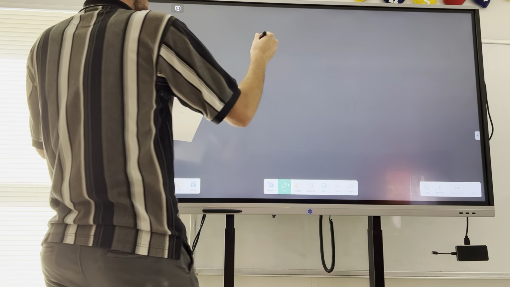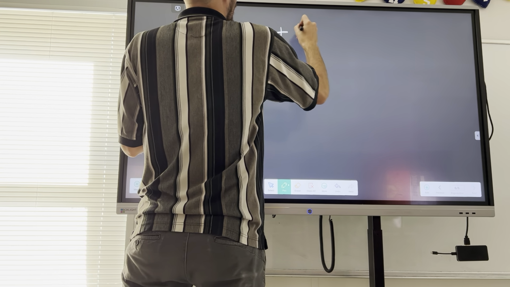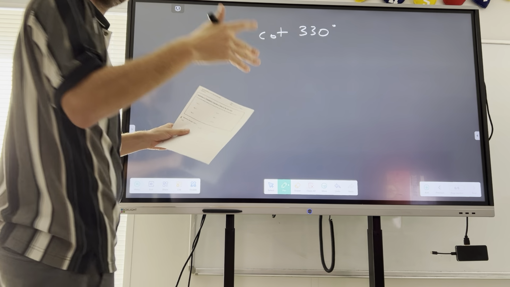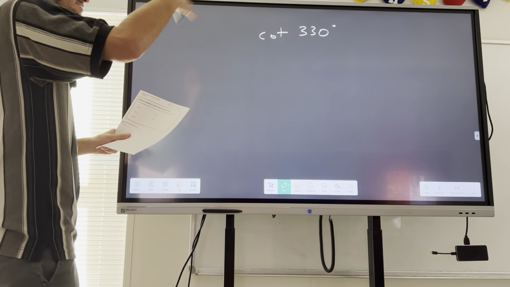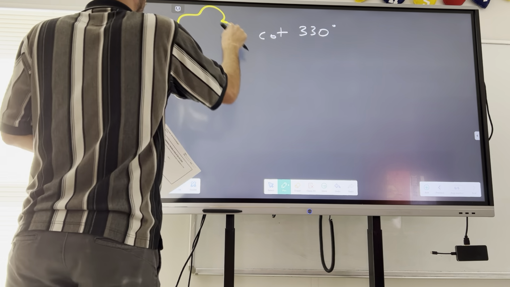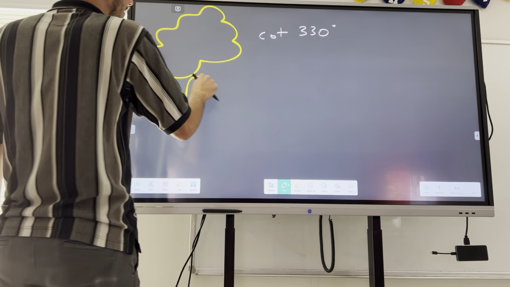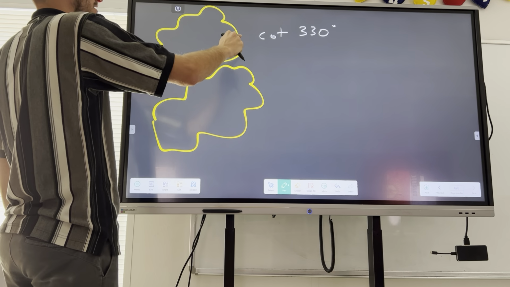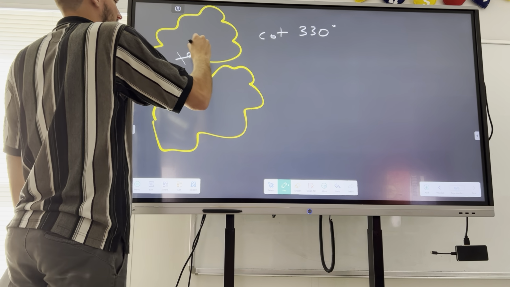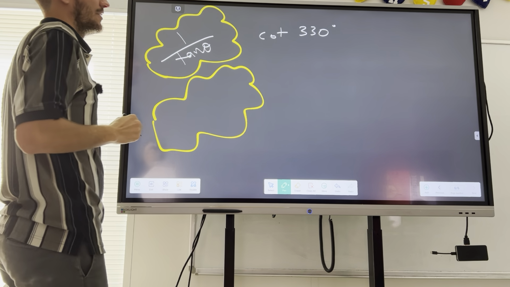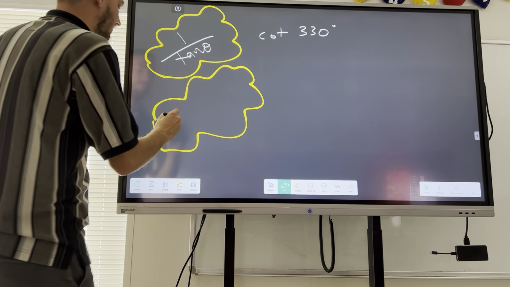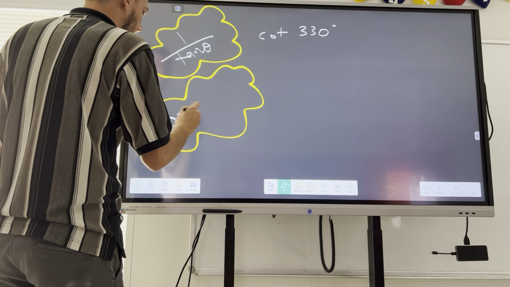Let's see if we can speed it up a little bit. Cotangent of 330 degrees. Okay, 330 is nice. I don't need to simplify that. I don't need to do coterminal. I'm going to think about who's the buddy and what quadrant are we in. Who's the buddy of cotangent? Tangent. It's got to be upside down though. And then 330, which quadrant are we in? Quadrant 4. Okay, we're in a quadrant this time.